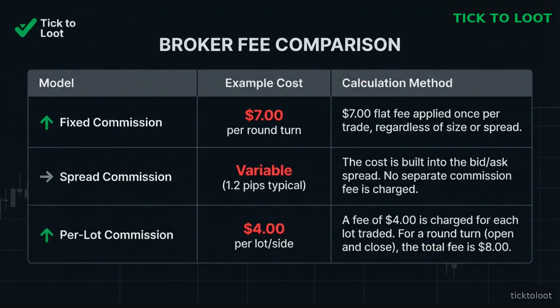The first row is often labeled Fixed Commission. This means you pay the same amount no matter how big or small your trade is. For example, Broker X might charge a flat $5 per trade.